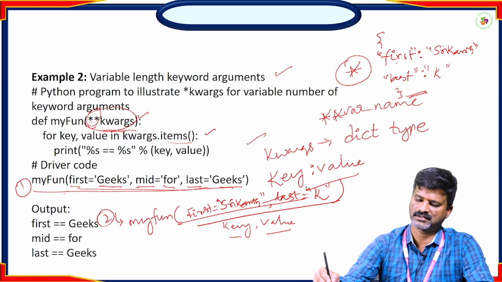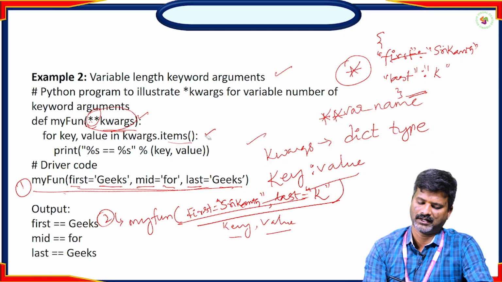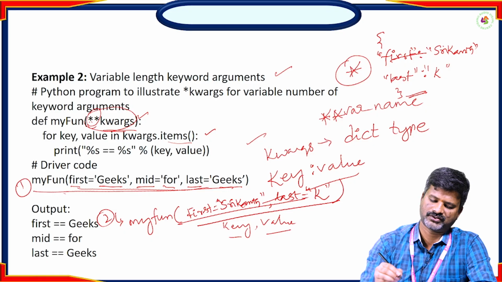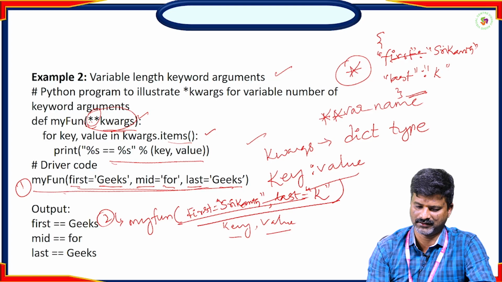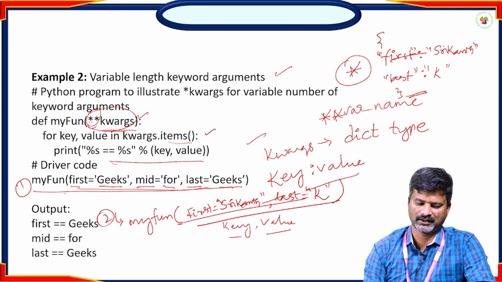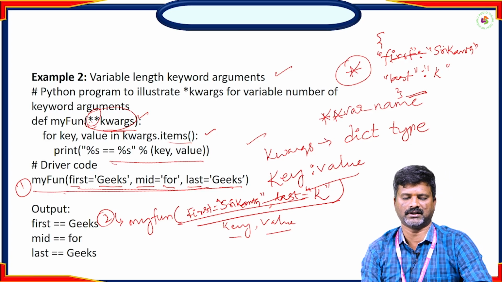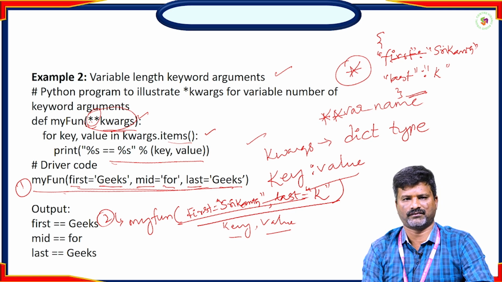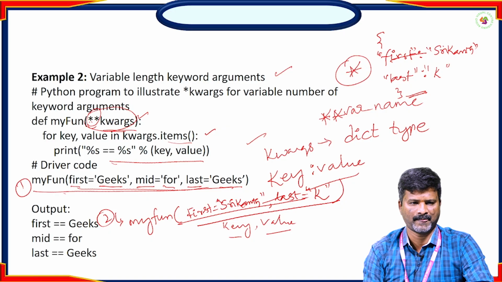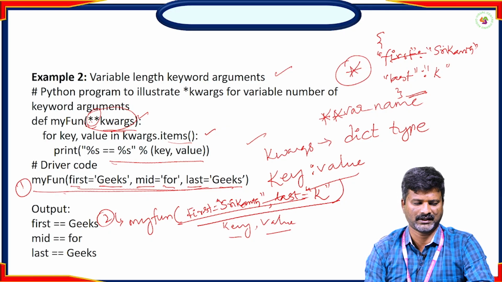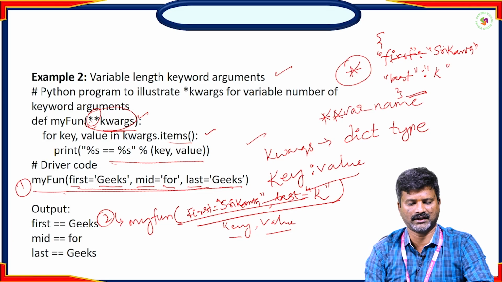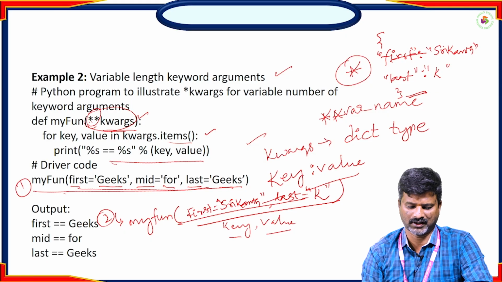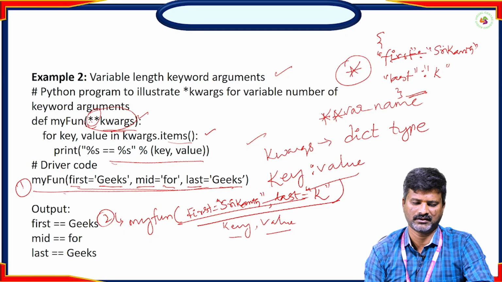So if you want to extract these one by one, you can use items, a method of the dictionary, so you can access the key and values. That is about variable length keyword arguments. So guys, so far we discussed different ways to pass arguments or parameters to your function: positional argument, default argument, then variable length arbitrary argument meaning non-keyword arguments, and variable length keyword arguments. Based on your use case, you can choose.